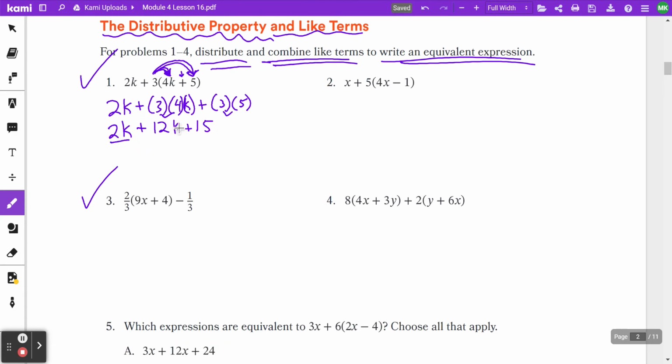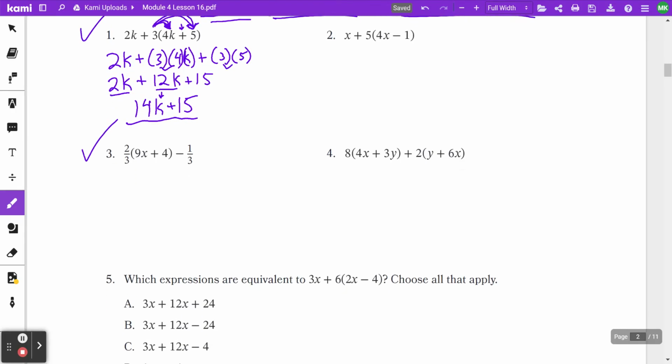Now I have like terms, right? So I have 2k, add another 12k, and you wind up with 14k. And then I add that 15. And there I go. That's as much as I can do here because I don't know the value of k. So I have 14k plus another 15, and I am done. All right, like I said, these are a lot of fun. So let's see, more distributive properties.